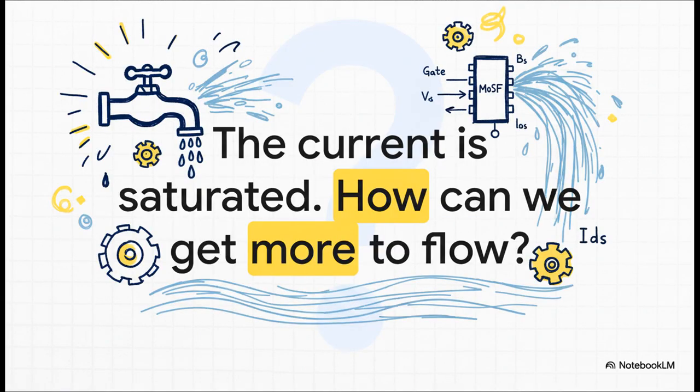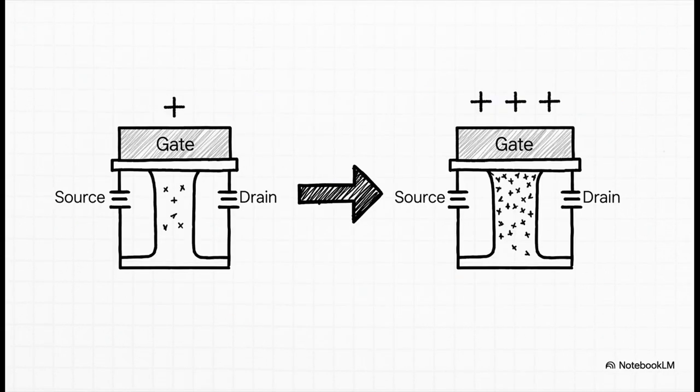So that leaves us with a puzzle, right? Our faucet is on full blast, but the flow is saturated. If pulling harder on the drain side won't increase the current anymore, what will? How do we get a stronger flow of electrons? The answer has been staring us in the face the whole time. It's our control handle, the gate.